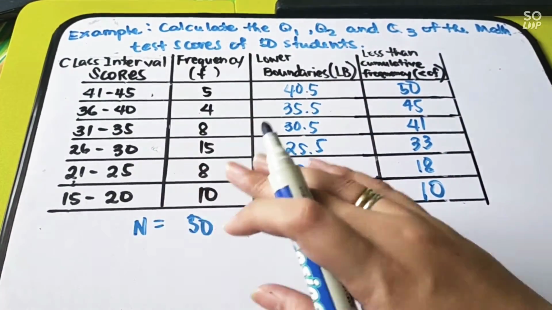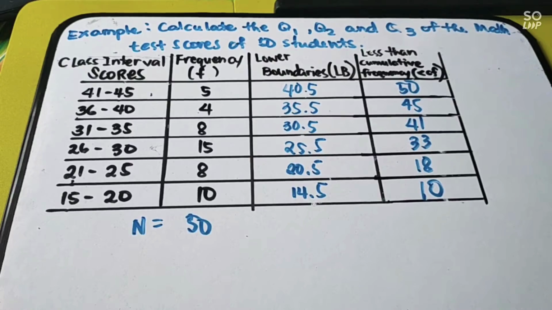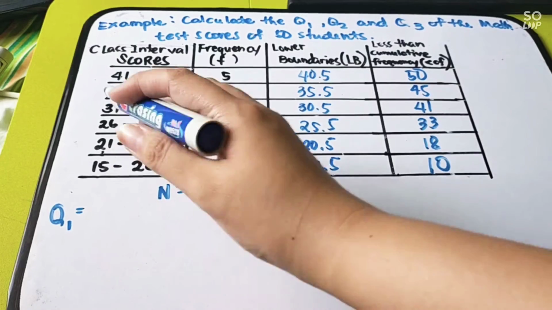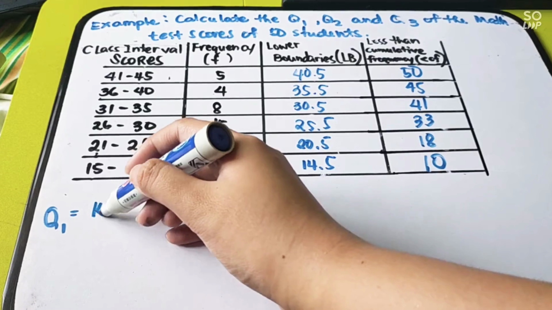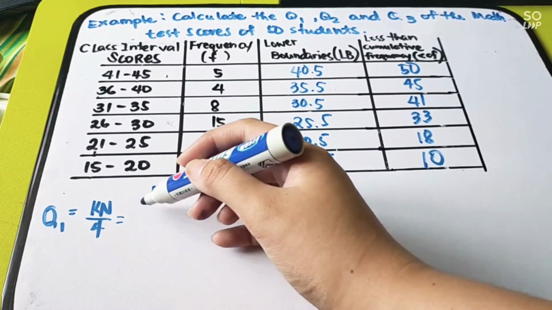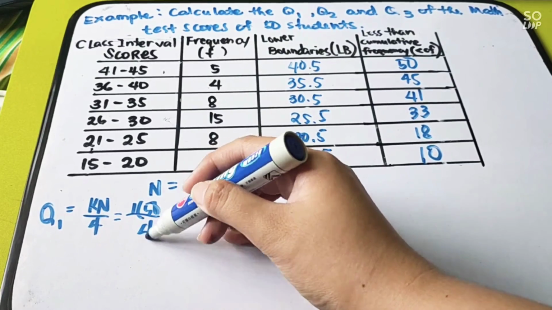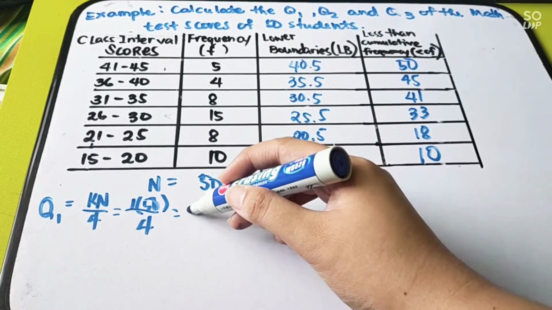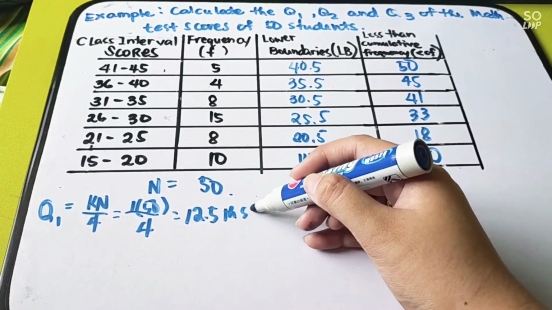Where could quartile 1 fall here? So, how do we get quartile 1? To find quartile 1, we use the formula Kn over 4. Right, your K is 1, so it becomes 1 multiplied by n. What is your n? We have here 50 divided by 4. So 50 divided by 4, the answer here is 12.5. So it is the 12.5th score.